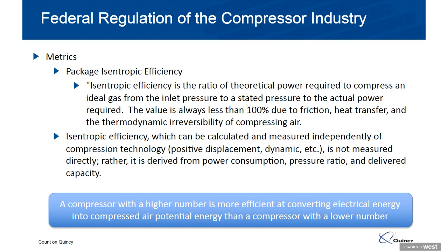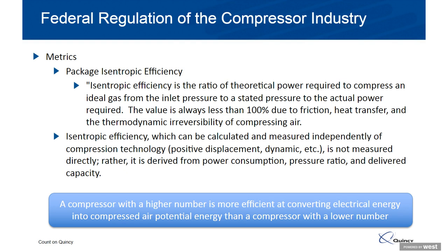The most important and new metric for measuring, publishing, and comparing industrial air compressors is called package isentropic efficiency. Now, isentropic efficiency is a ratio of theoretical power required to compress an ideal gas from the inlet pressure to the stated pressure to actual power required. It's always less than 100% due to friction, heat transfer, and thermodynamic irreversibility of compressed air. So it's a direct percentage comparison, 70% versus 80%, 80% versus 90%, with the higher percentage being more efficient.